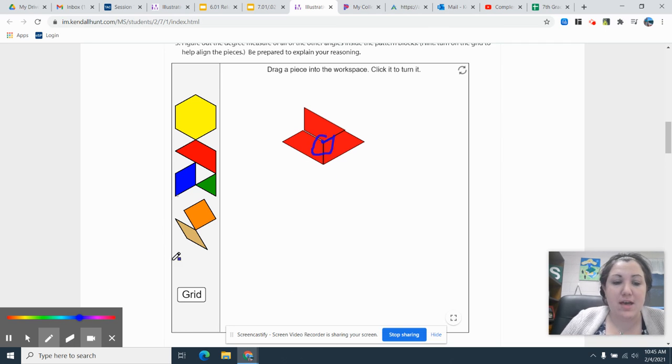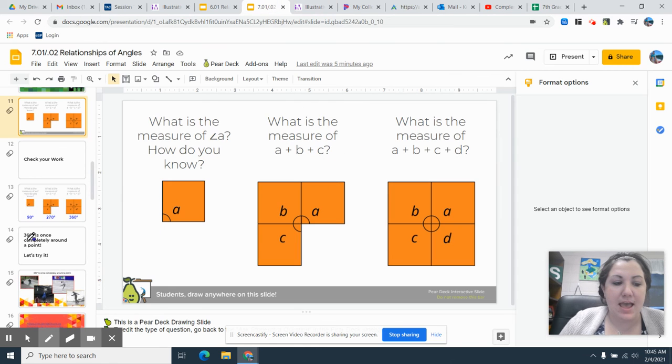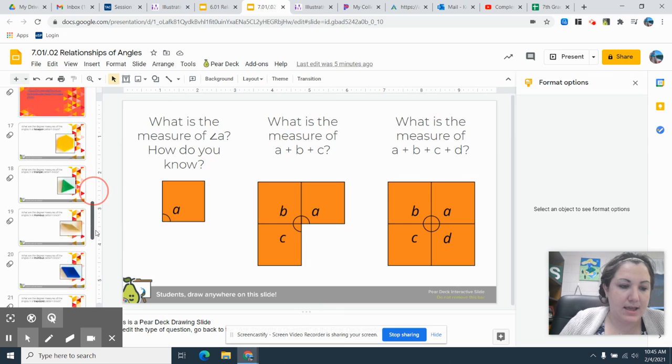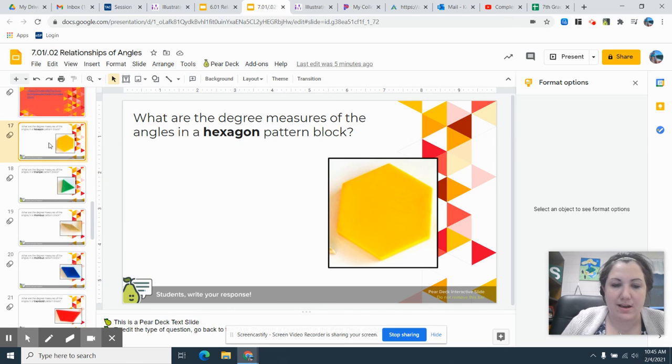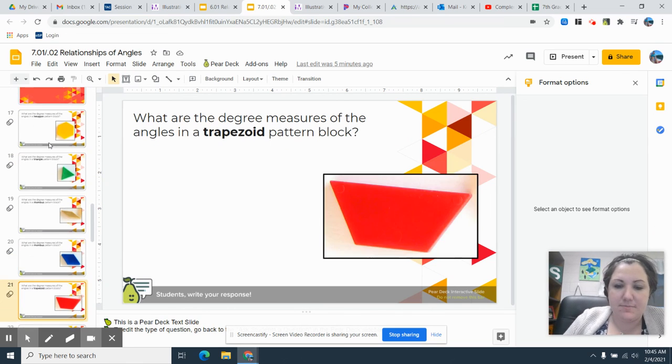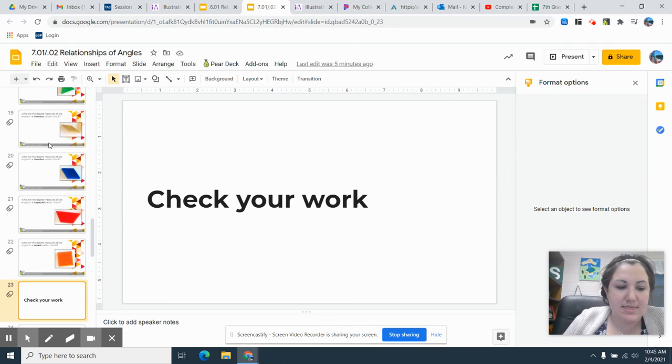Okay, so you're going to do that with the rest of these shapes. Put them together so you could draw a circle essentially around the angles in the middle. But you've got to make sure that the angles that you pair up are all the same. After you have figured out each angle, you are going to go and write your answers on each of these slides, and then check your work on the following slide.